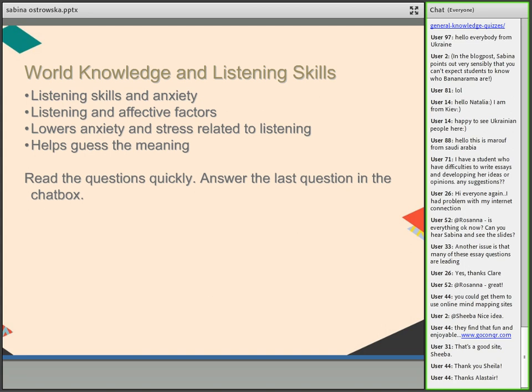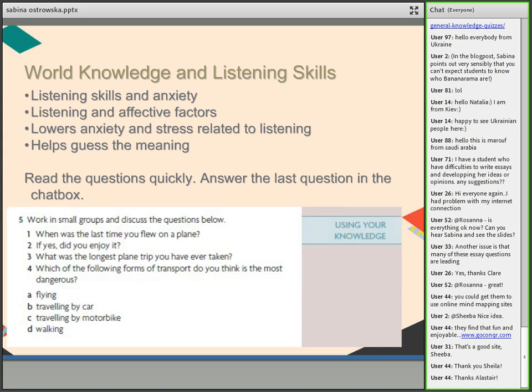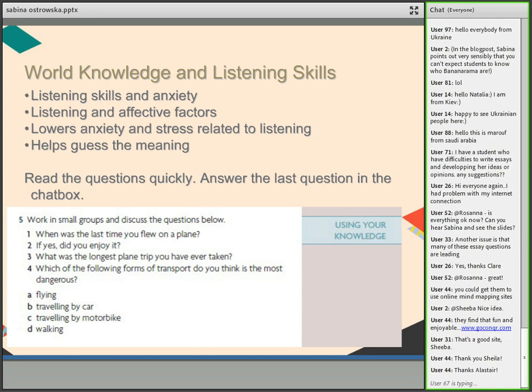Okay. Here's a little activity for a listening task. How do we use students' background knowledge in a listening task? So this is an activity before a radio conversation with a flight attendant who is afraid of flying. Before students even listen, we want them to work in small groups and have a little discussion.